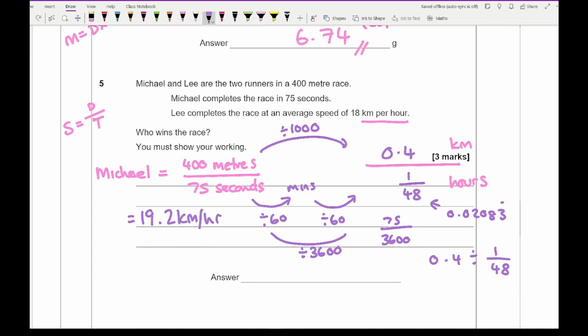So all that's left for me to do is compare the two speeds. Lee was traveling at 18 kilometers per hour, Michael at 19.2 kilometers per hour. Obviously if you're traveling faster, you're going to finish quicker. So the answer then is Michael.